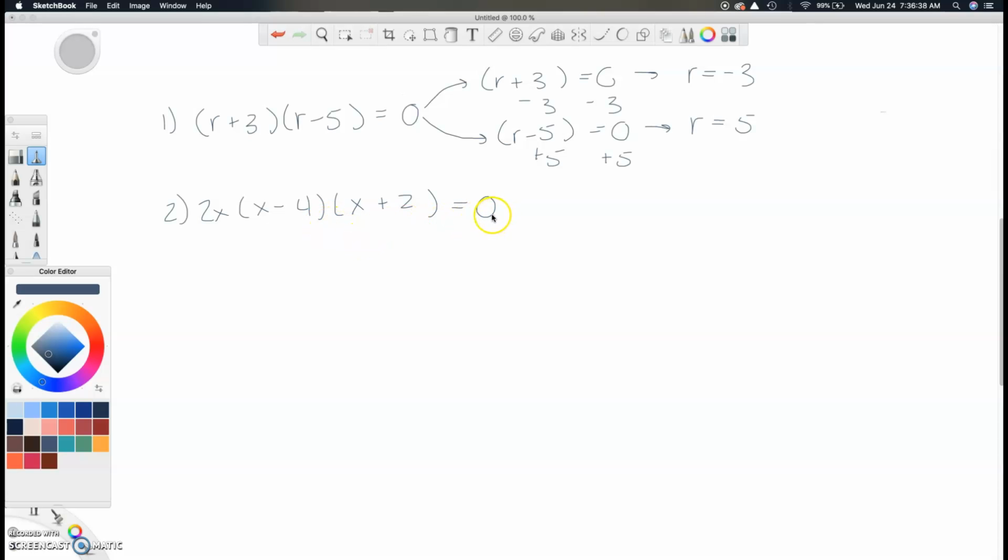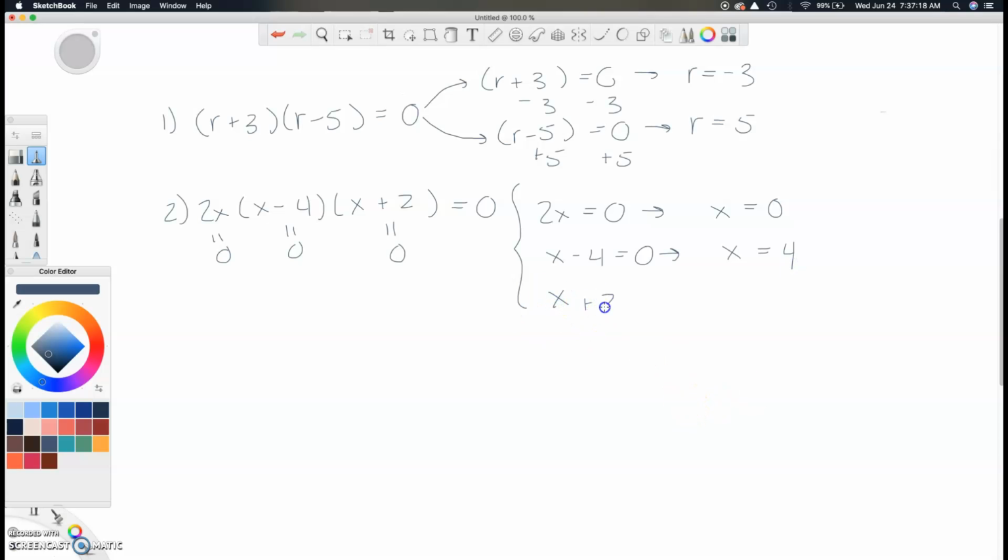I would actually have to set this equal to 0, this equal to 0, and this one equal to 0. So if I set 2x equal to 0, that implies that x equals 0, which gives one answer. For x minus 4 equal to 0, I'm going to add 4 to this side and add 4 to this side. Remember, you have to do what you do to one side to the other, and you get that x is equal to 4.